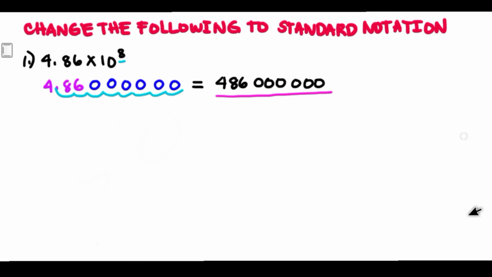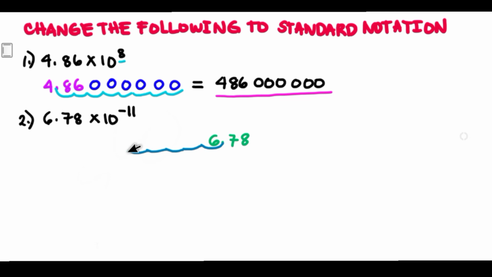Let's have number 2. 6.78 times 10 raised to negative 11. So, gawin daw po natin siya into standard form. Since negative yan, automatic pupunta siya ng left. Kaya, medyo lagyan natin ng space dito. Dito ko na isulat, 6.78. So, 11 daw po pupunta sa left. So, bilangin natin 1, 2, 3, 4, 5, 6, 7, 8, 9, 10, 11.